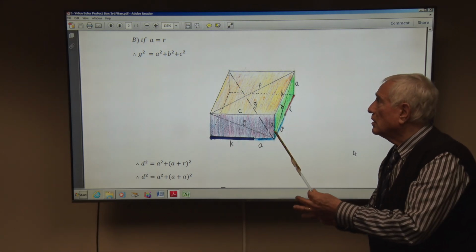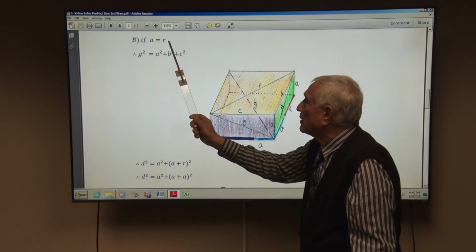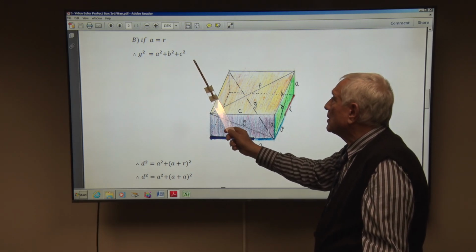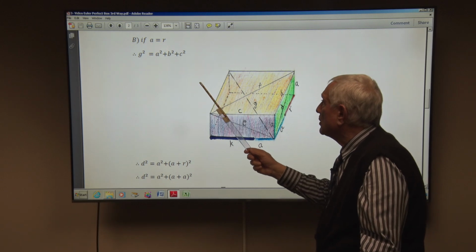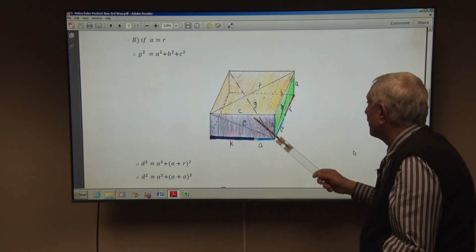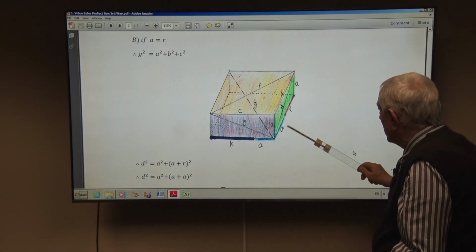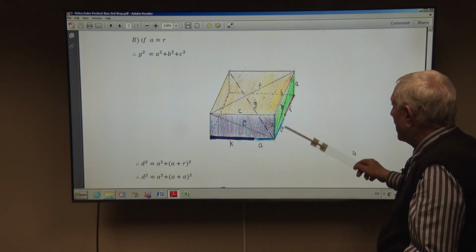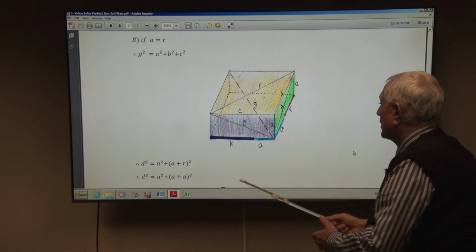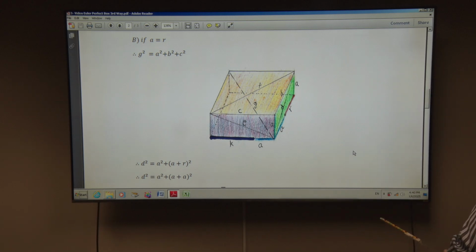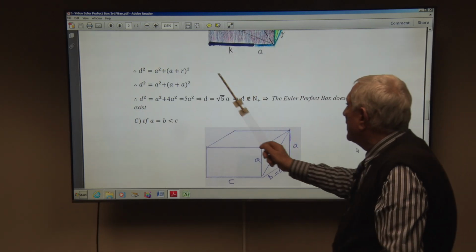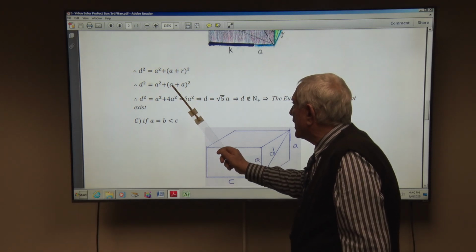Then go. If A equals R, I know this equation. Then what shall I do? Look at your picture. A equals R. This R became A. I have here 2A. Okay. A and R equal. I have 2 A's.